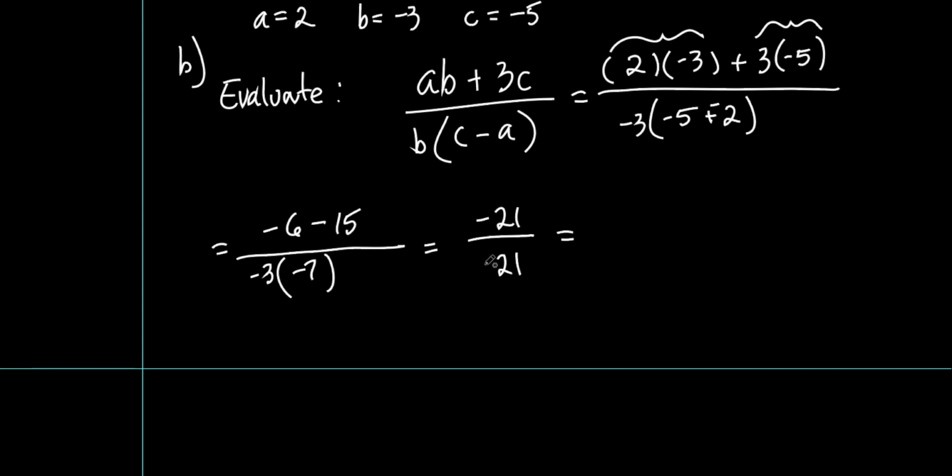So you've got a negative over a positive, which is always going to be what? Negative. Different signs when you multiply and divide are always negative. It doesn't matter which one's the bigger one and all that kind of stuff. And then 21 over 21 is 1. So that is the answer. It's negative 1. Okay?